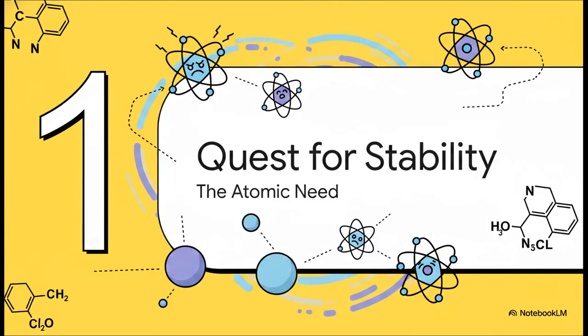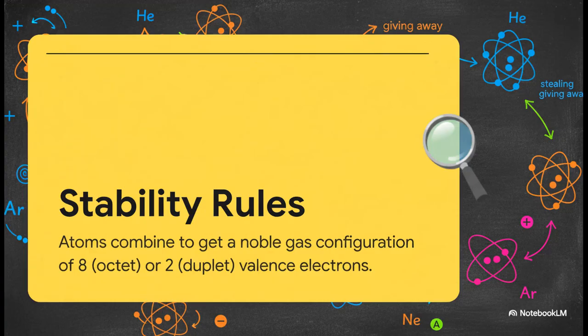Section 1, the quest for stability. So, almost every single atom in the universe is trying to solve a tiny microscopic problem. They're unstable, they're incomplete, and honestly, kind of naturally stressed out. To fix this, they redistribute their electrons to achieve a stable noble gas configuration. They're basically looking for either 2 electrons in their outermost shell, that's a duplet, like helium, or they want 8, an octet, like neon or argon. To get this perfect stability, atoms are going to steal, give away, or share electrons.